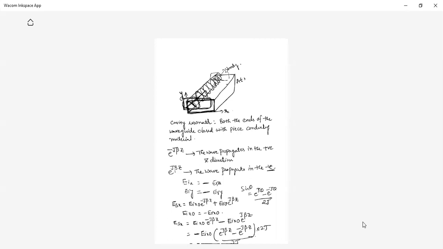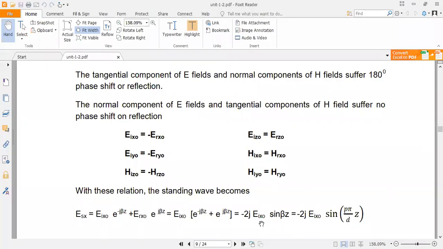I think it is not clear here, so I'll write the expression here. What is the expression you are going to get, ma'am? Minus 2j E_i x0 sine beta z is equal to E_x. Clear? Okay. So by substituting these conditions, you are going to get minus 2j E_i x0 sine beta z.